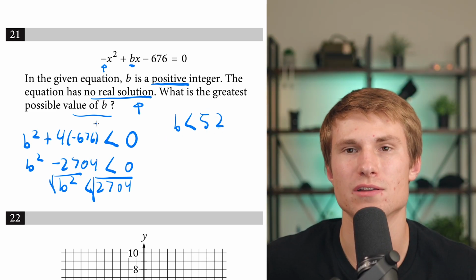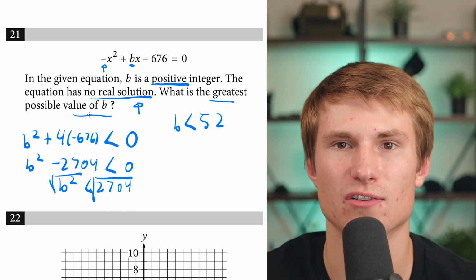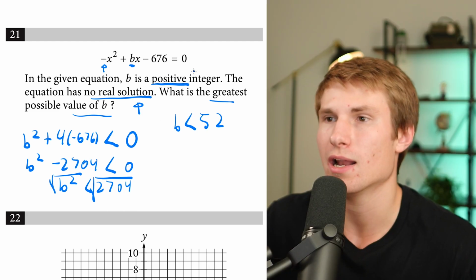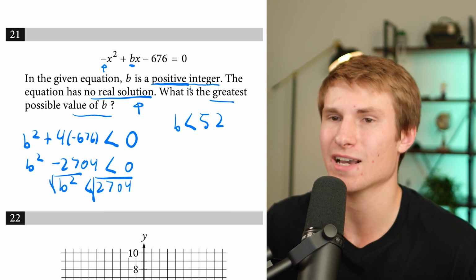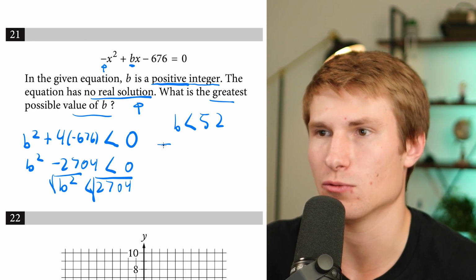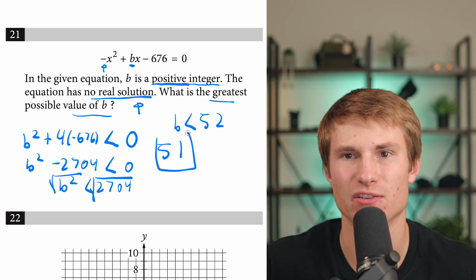Now, keep in mind, your answer for the greatest possible value of b is not 52 because we have to have a b value that is less than 52, and it has to be a positive integer. So the next highest positive integer that is less than 52 is 51. Okay, so the maximum possible value of b is 51.